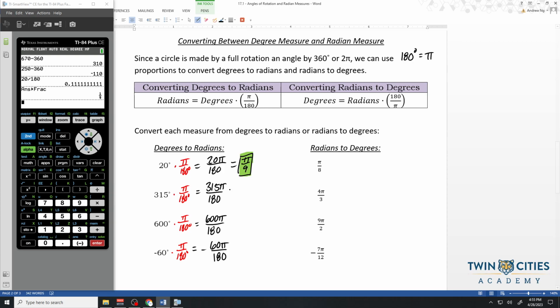We're going to do that for the rest of these. So 315 divided by 180. So I ignore the pi, and I get 1.75. Math, enter, enter. This is 7 over 4. So this is going to be 7 pi over 4.